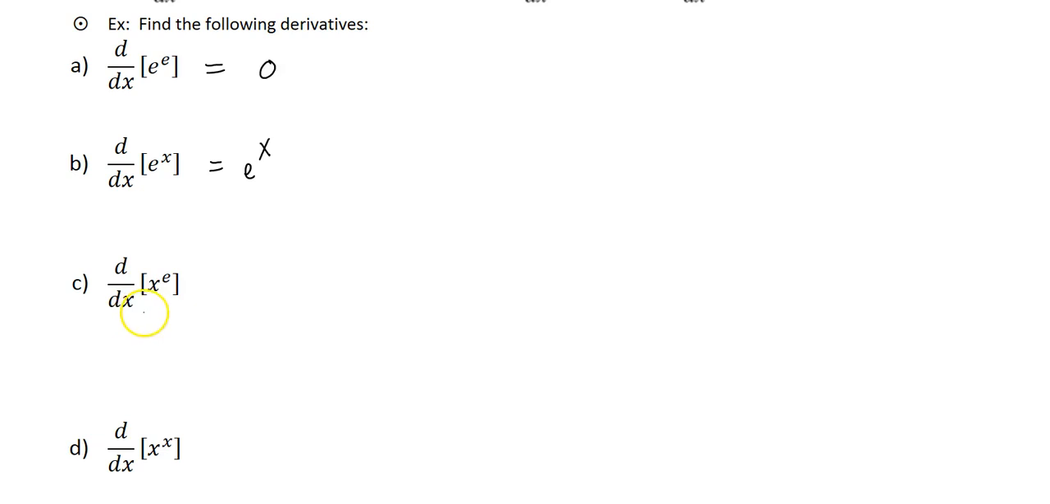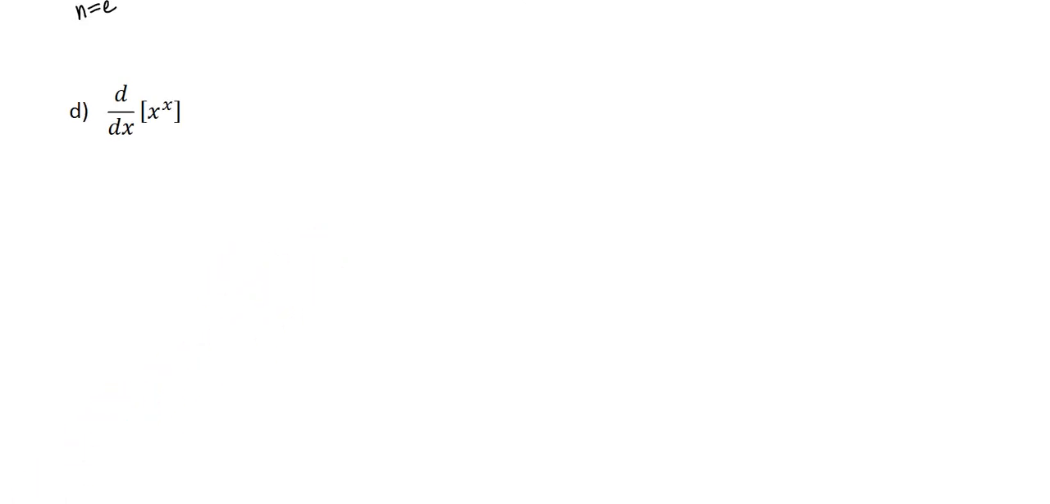This one is the derivative of x to the e. So in this case, n is equal to e. Even though it's irrational, we can still use this power rule, so this will be e times x to the e minus 1 power. And that would be your answer there. You can't simplify that at all. That's in lowest terms. Now this one is x to the x power, so there is a variable in both the base and the power.